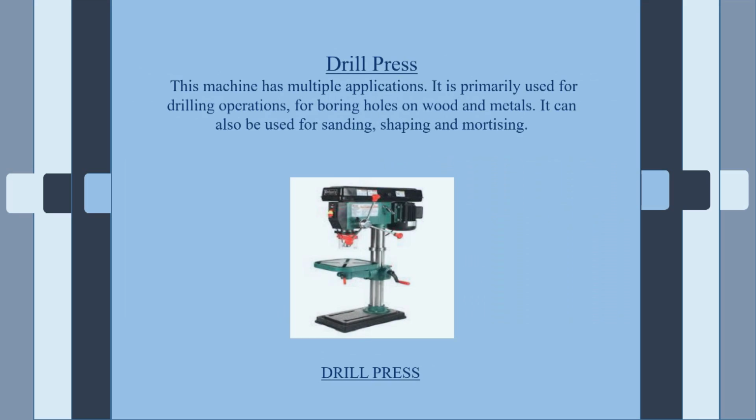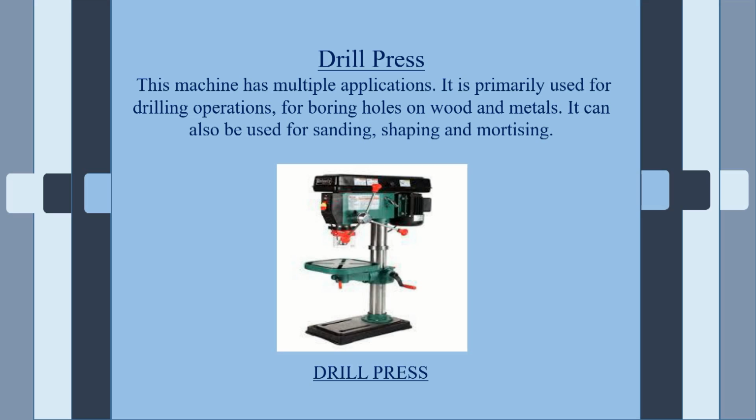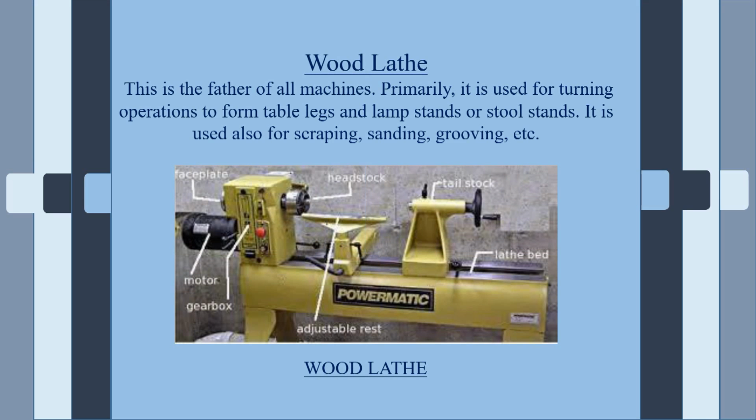Drill press. This machine has multiple applications. It is primarily used for drilling operations, for boring holes on wood and metals. It can also be used for sanding, shaping, and mortising. Wood lathe. This is the father of all machines. Primarily, it is used for turning operations to form table legs and lamp stands or stool stands. It is used for scraping, sanding, and grooving.